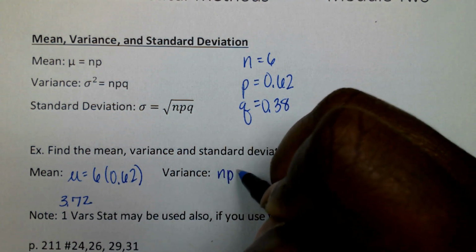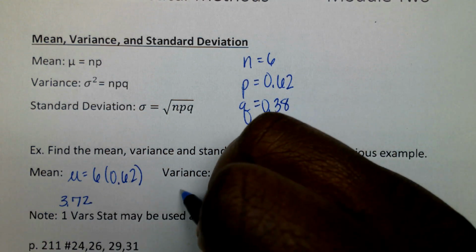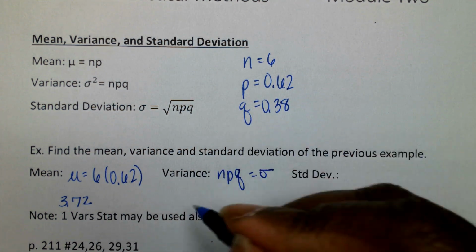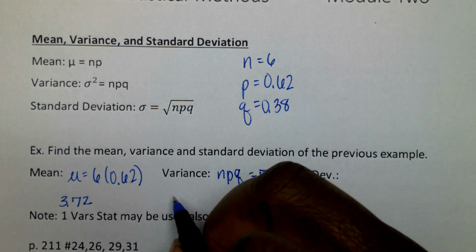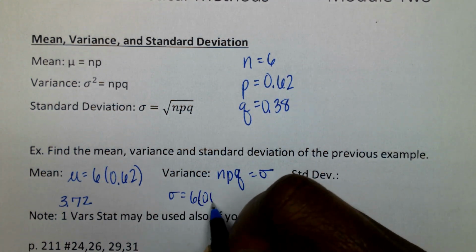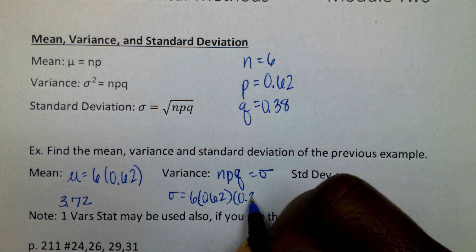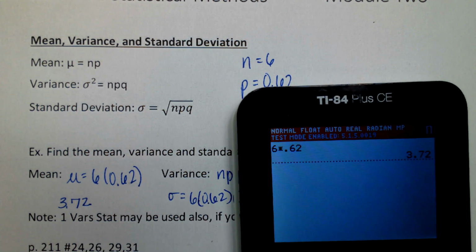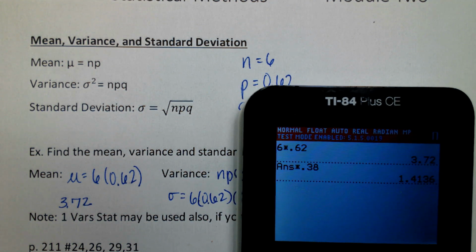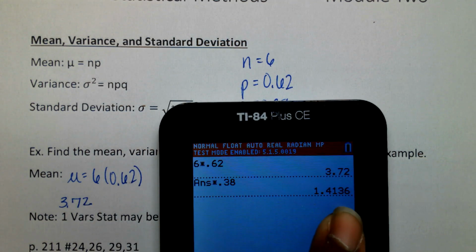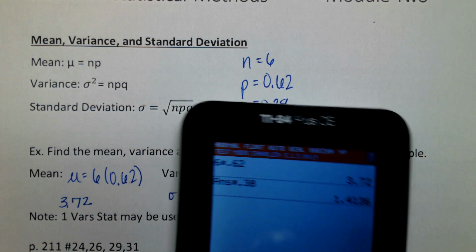Alright, N times P times Q. So we're going to have N times P, and for these purposes, times Q. I already have N times P, so I'm just going to multiply times Q to get our variance. 1.41.